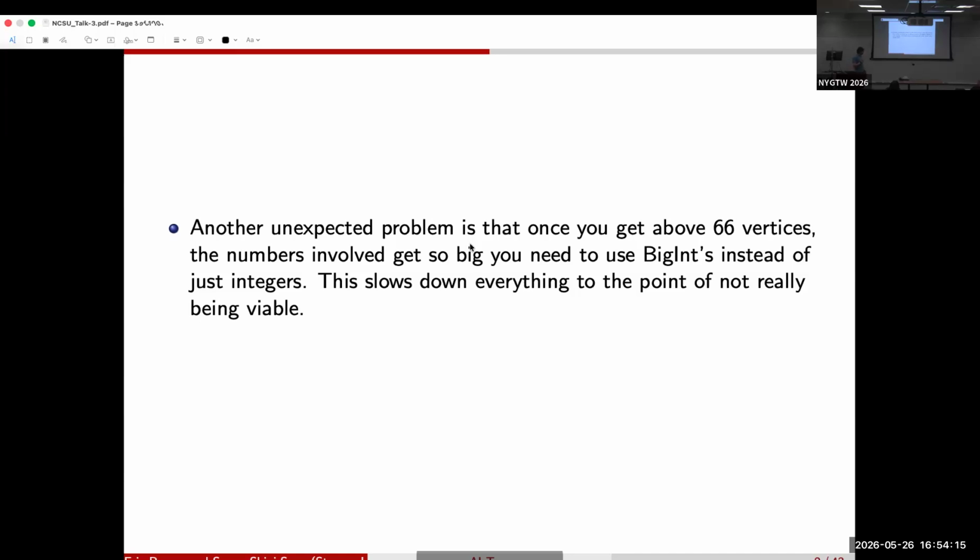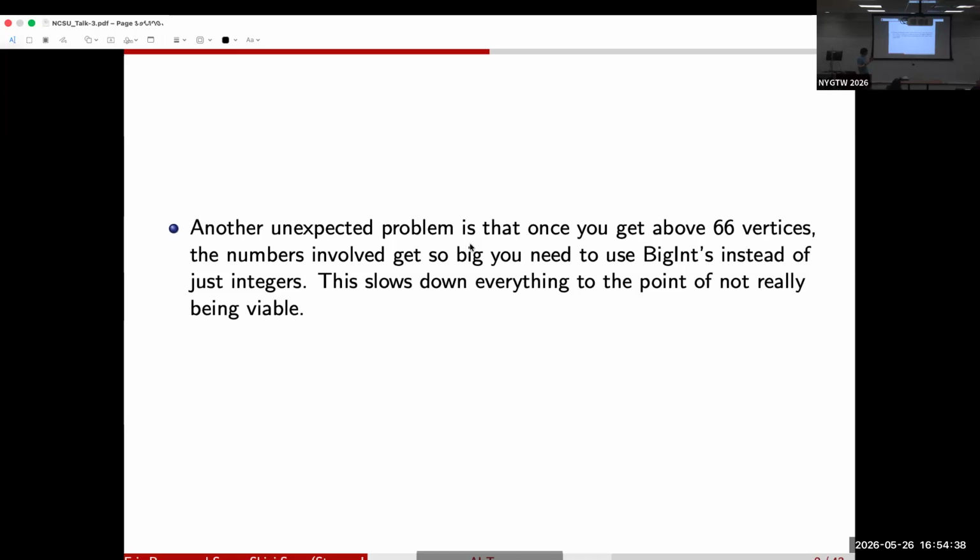Now, one quirk about Julia that Python doesn't have is that Julia's integers only go up to 2 to the 64. Once you get above 2 to the 64, they integer overflow. So you need to use this data type called bigint. And bigint sucks.